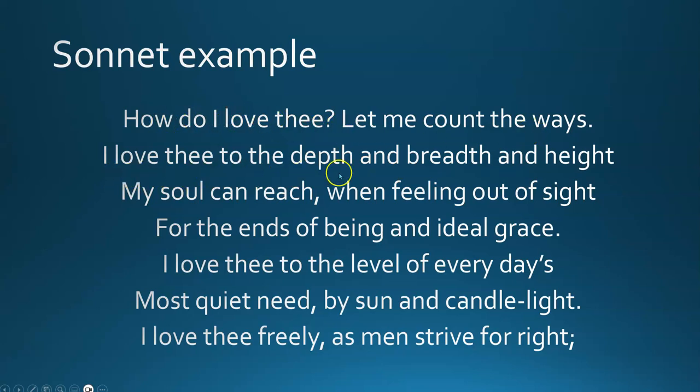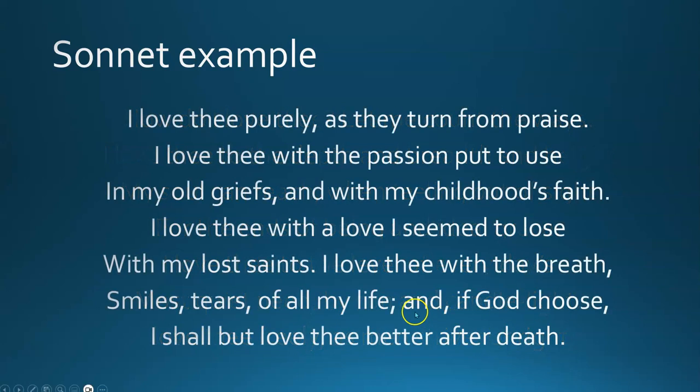I love thee to the depth and breadth and height my soul can reach, when feeling out of sight for the ends of being and ideal grace. I love thee to the level of every day's most quiet need, by sun and by candlelight. I love thee freely as men strive for right. I love thee purely as they turn from praise. I love thee with a passion put to use in my old griefs and with my childhood's faith. I love thee with a love I seemed to lose with my lost saints. I love thee with the breath, smiles, tears of all my life, and, if God choose, I shall but love thee better after death.